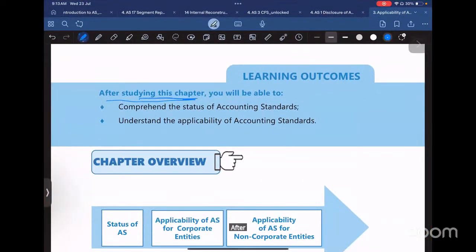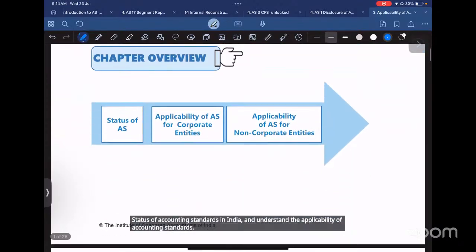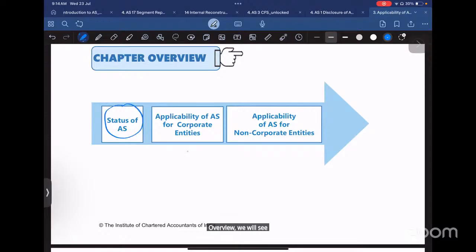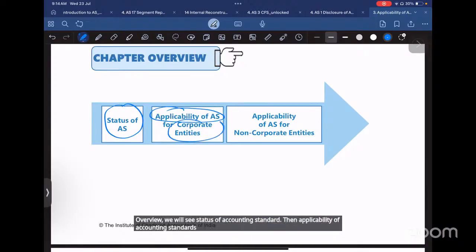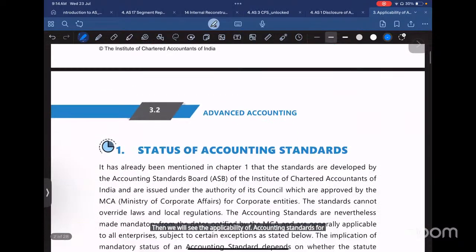After studying this chapter, you will be able to comprehend the status of accounting standards in India and understand the applicability of accounting standards. Overview: we will see the status of accounting standards, then the applicability of accounting standards for corporate entities. Then we will see the applicability of accounting standards for non-corporate entities.